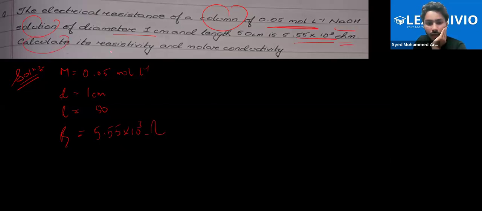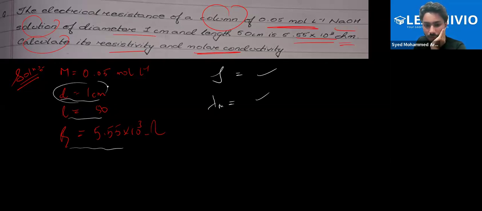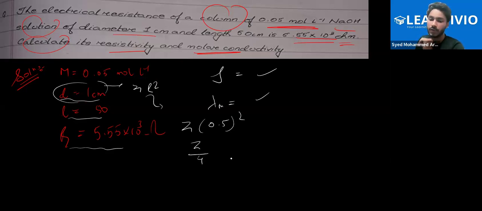So I calculate the resistivity and the molar conductivity. Resistivity is your rho, and molar conductivity is lambda m. These two things you have to find. For that, first of all, R is given to me, L is given to me, area you have to find, diameter is given. So what is the formula? Pi r square. So just apply the formula, pi multiplied by 0.5, that is the radius, squared. So this would be pi by 4.